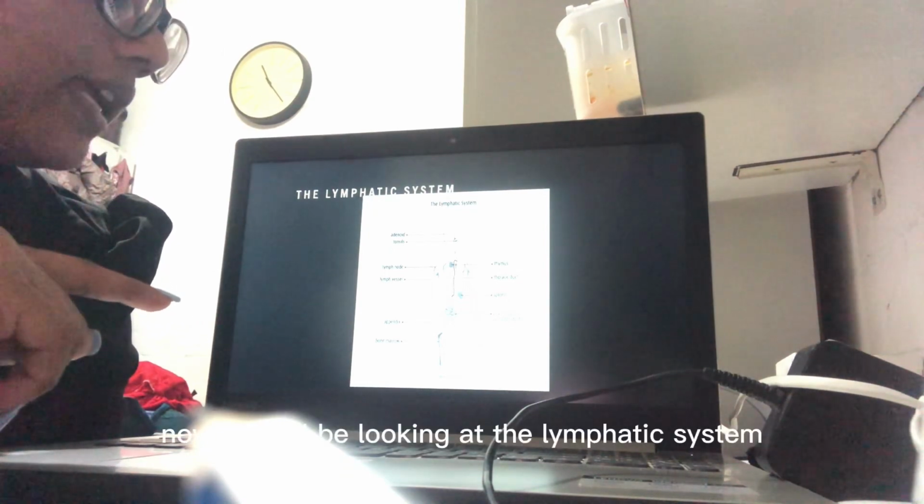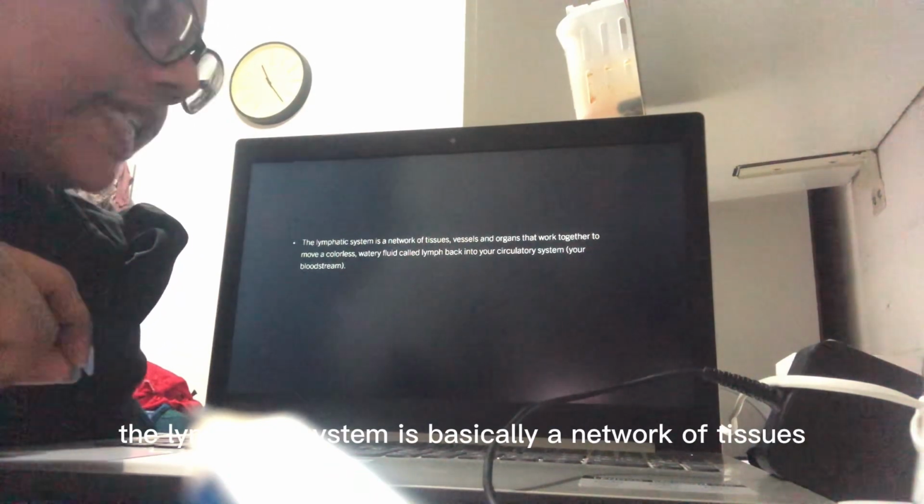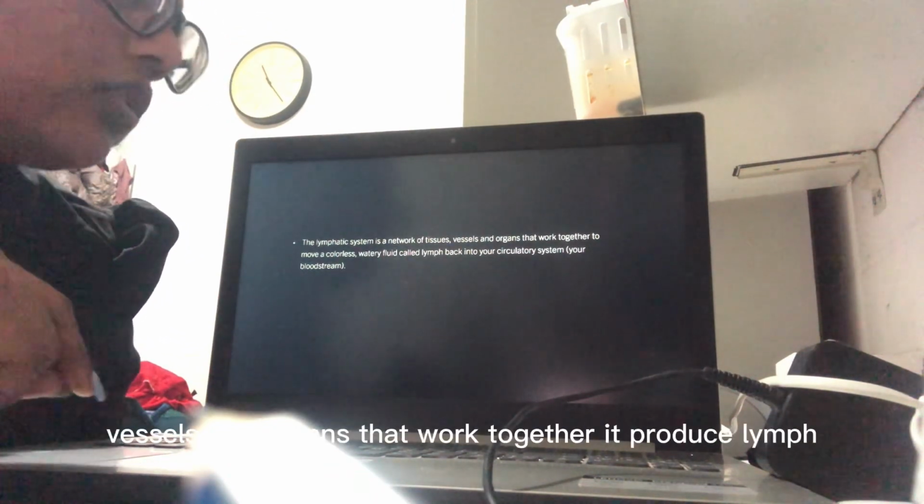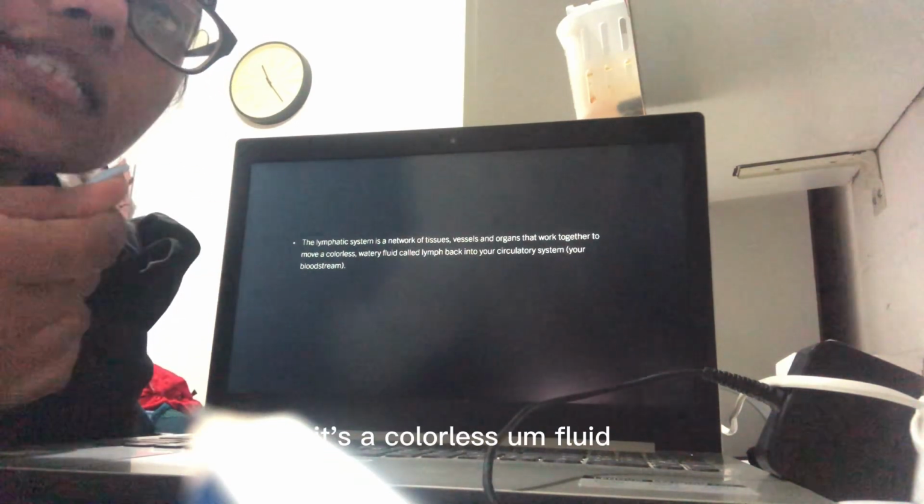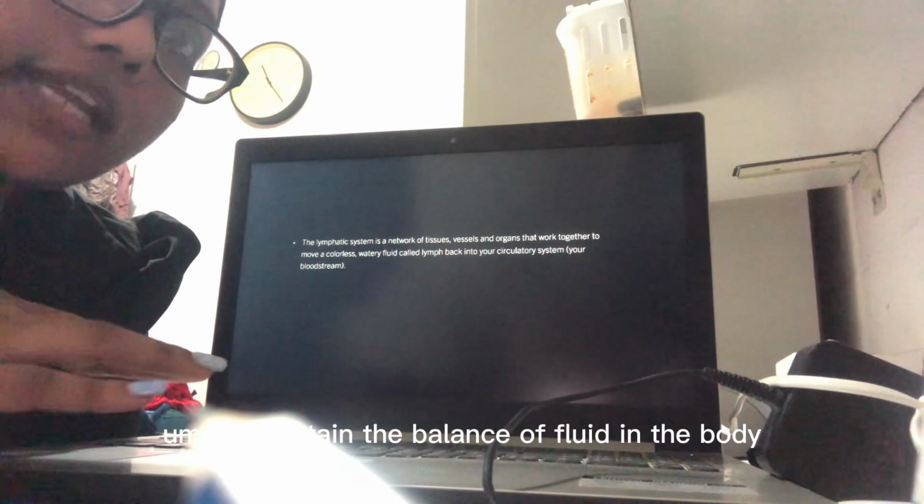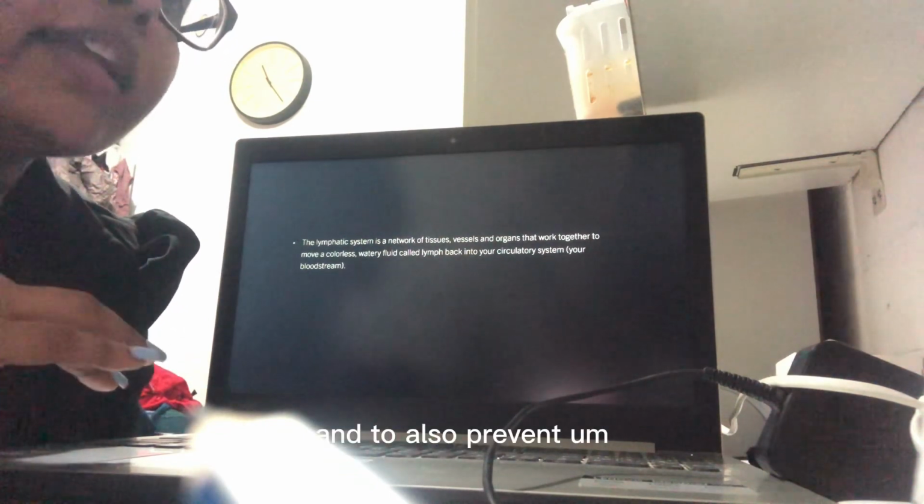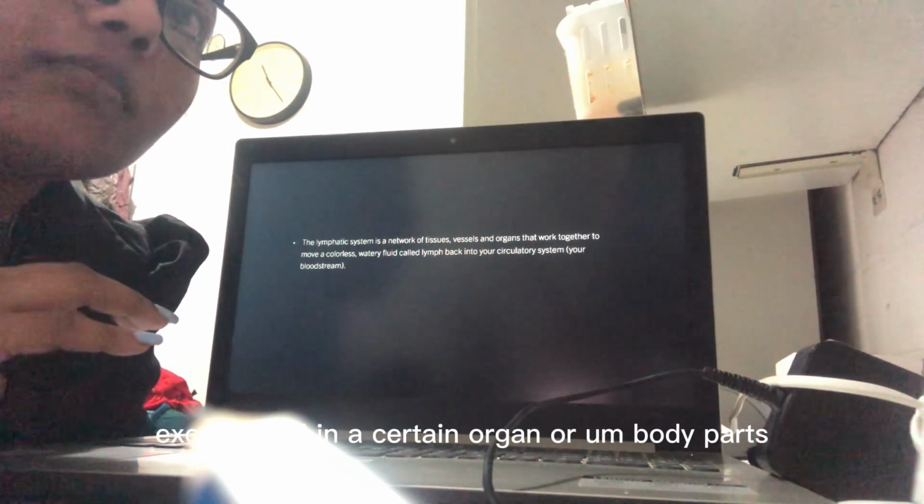Now we will be looking at the lymphatic system. The lymphatic system is basically a network of tissues, vessels, and organs that work together. It produces lymph, a colorless fluid. It is produced to maintain the balance of fluid in the body and to also prevent conditions like edema. Edema is basically the accumulation of excess fluid in a certain organ or body part.